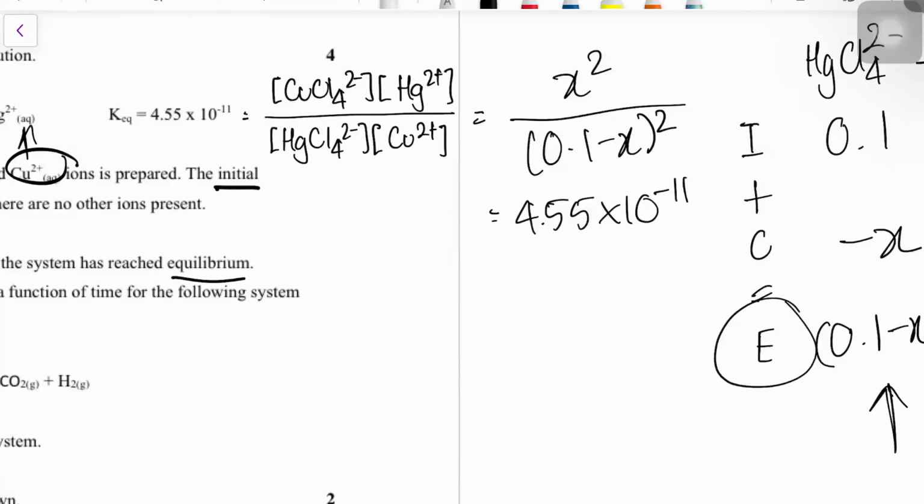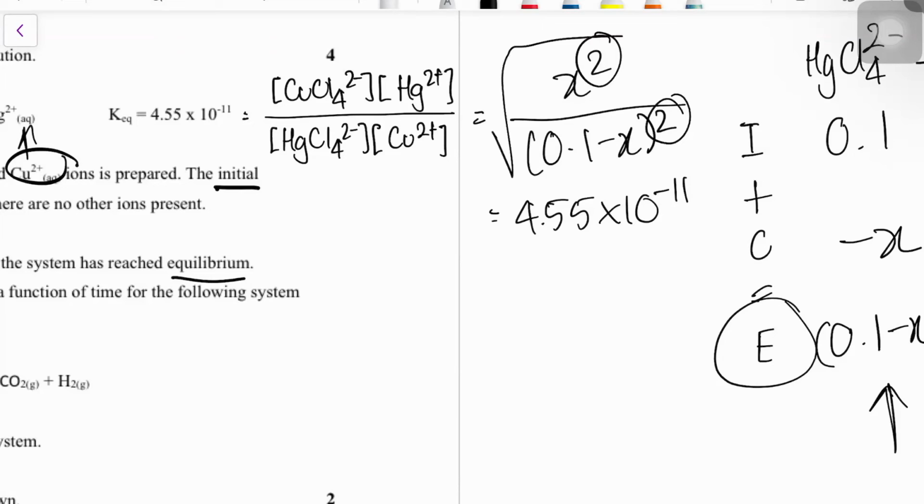Now, if you end up with a quadratic that you have to solve, normally it's easy to just say that something's approximately 0 so that you can get rid of it and not do the quadratic. However, in this case, you don't have to do that because the power of 2 is on the top as well as on the bottom. So what I can actually do is square root everything to get rid of the power. I don't need to assume that it's 0 or anything.